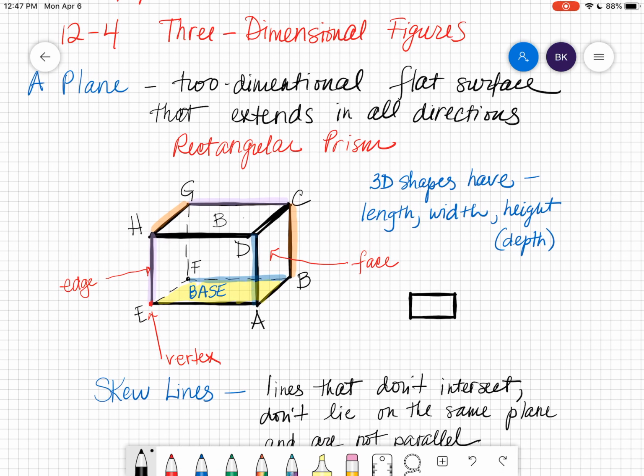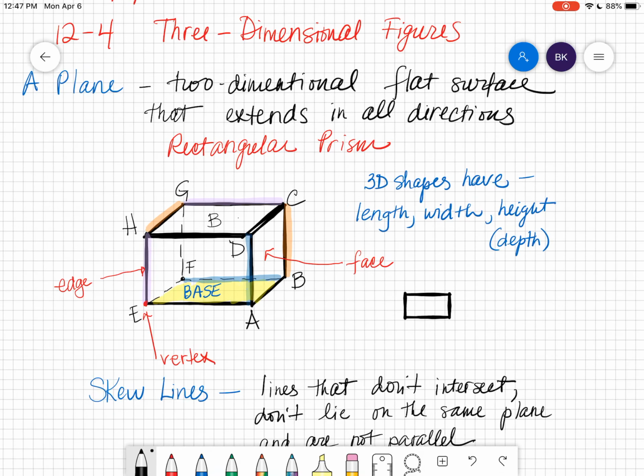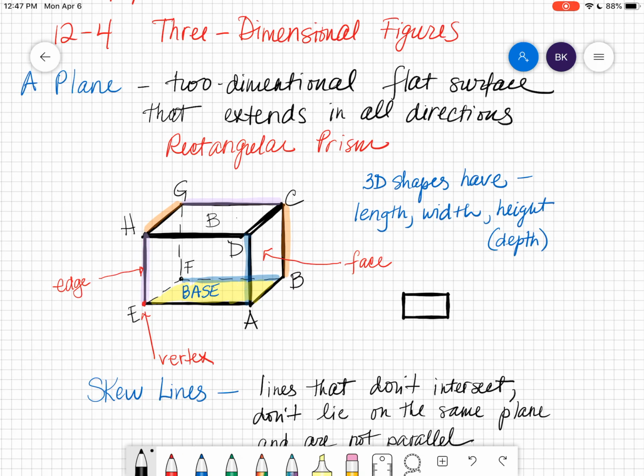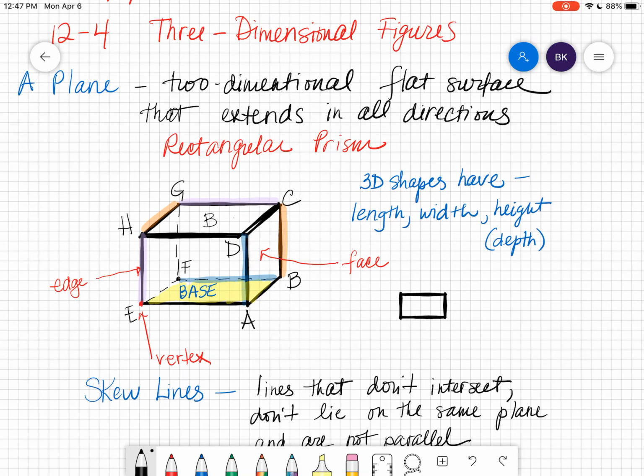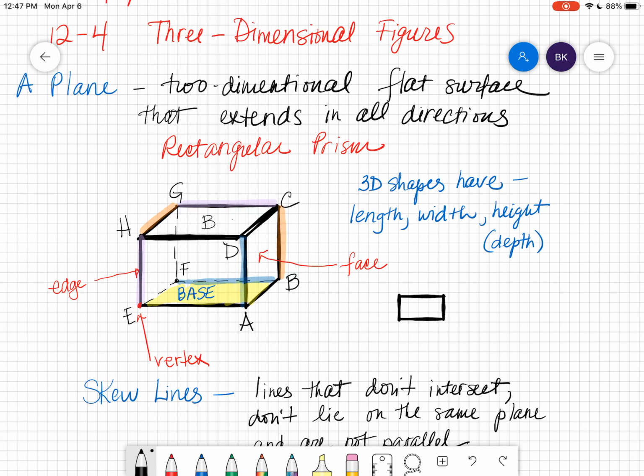Anyways, so rectangular prism is the first shape we're going to talk about. Remember that 3D shapes have length, width, and height, or the depth. And again, I'm going to ask you to please watch the videos I attached, because it just talks about 3D shapes. Maybe this will be a little bit better for you to understand. So this is a rectangular prism. And a cube is also a rectangular prism.